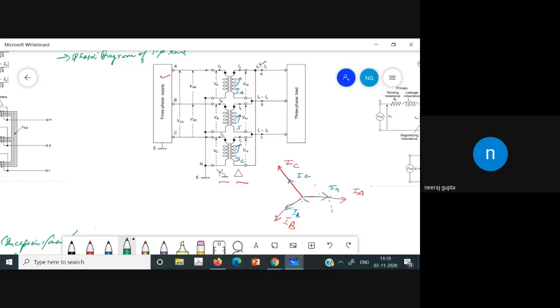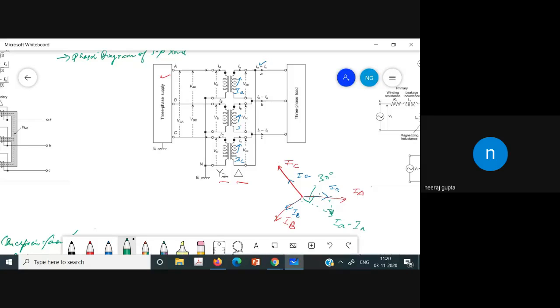It is very difficult to write in. So this is IA minus IC, because we have taken IA from here and we have taken IC from here, minus IC. So finally we are getting IA minus IC, and this angle is 30 degree.